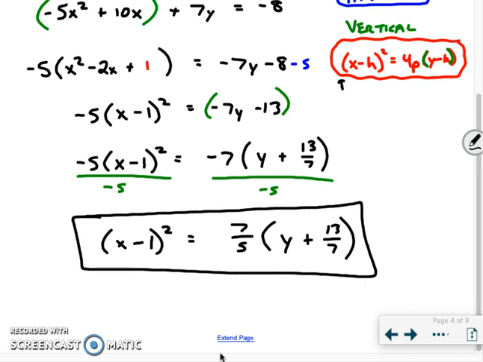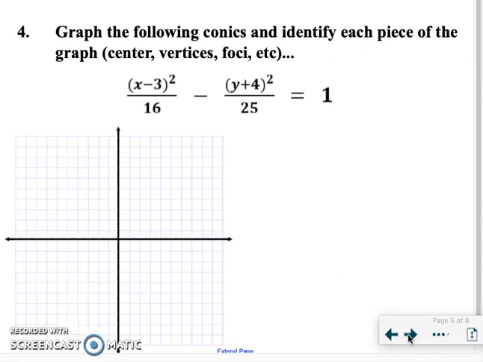So again, we do not have to graph this. We do not have to identify P. We don't even have to identify H and K. What we simply had to do is put this into standard form. All right, so on to the next problem.